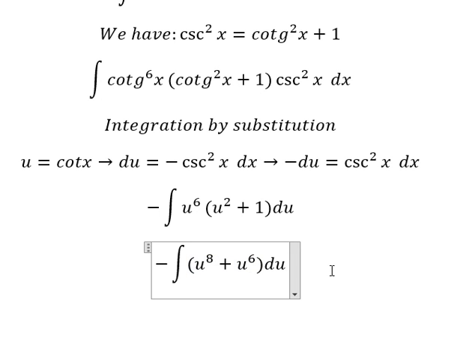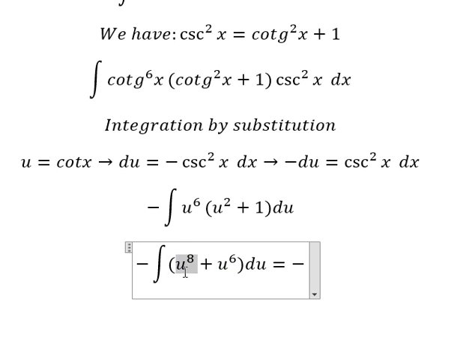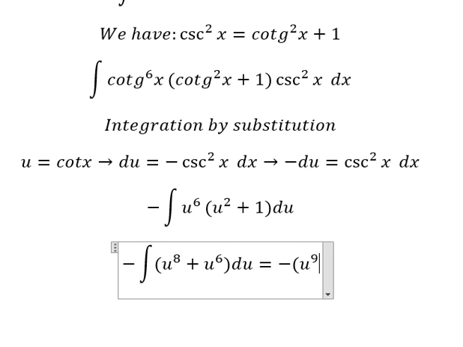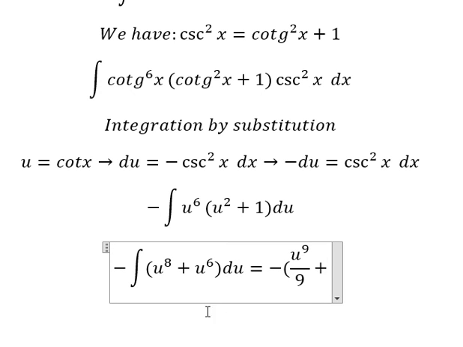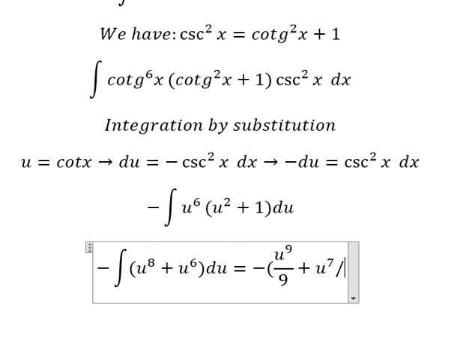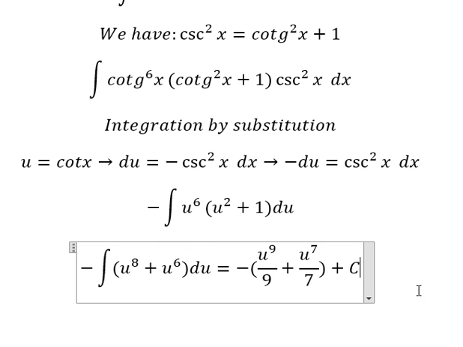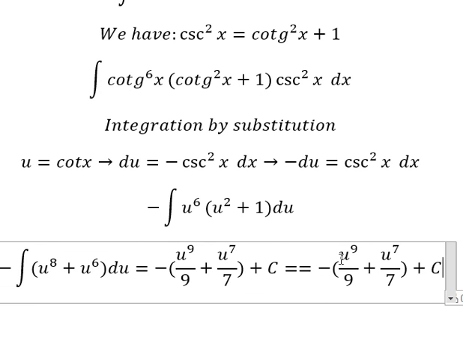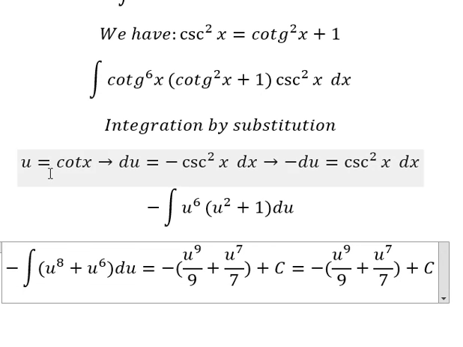Now we have the final answer. The integration of u to the power of a, we have u to the power of 9 over 9. This one we have number 7 over 7. And we put c in here. About u, that is about this one.